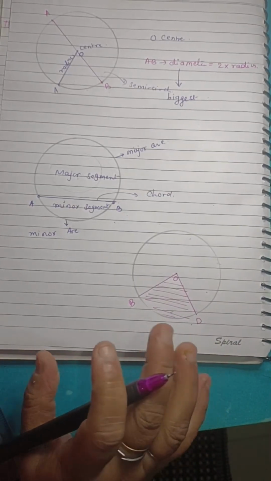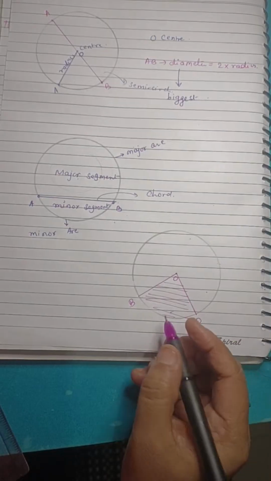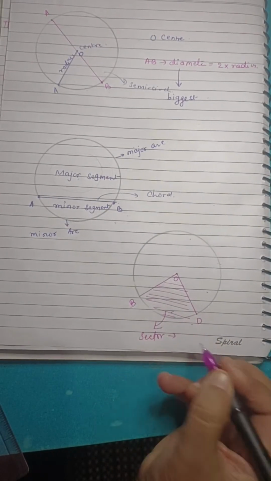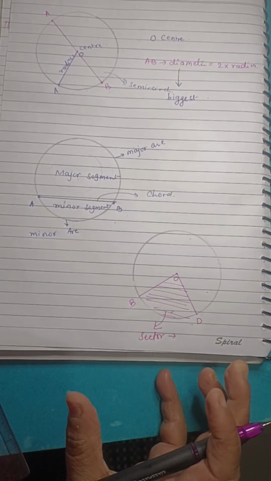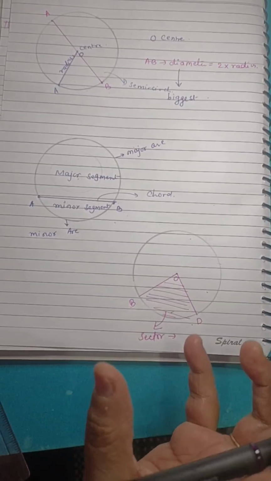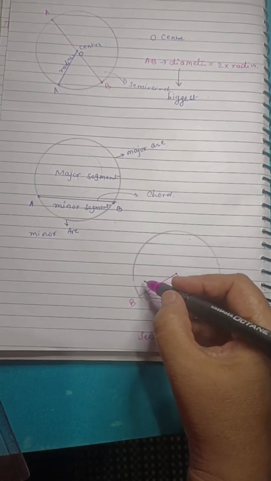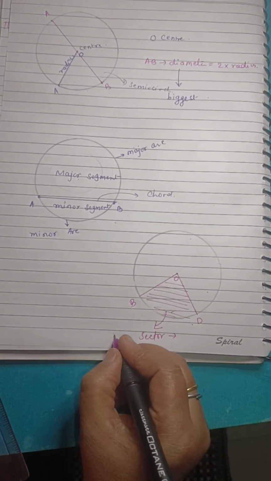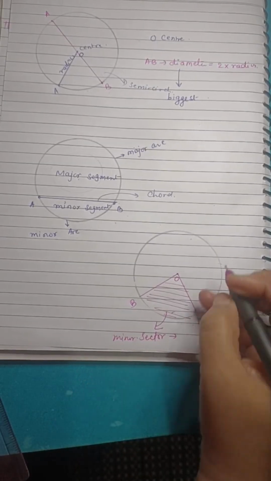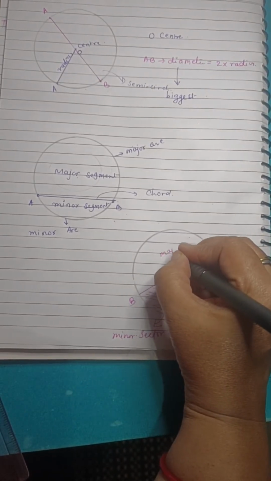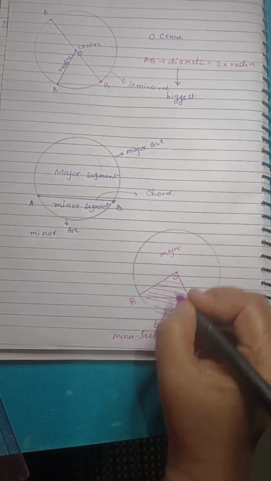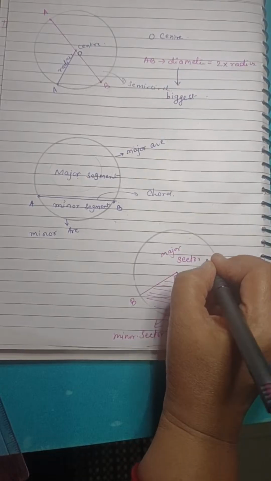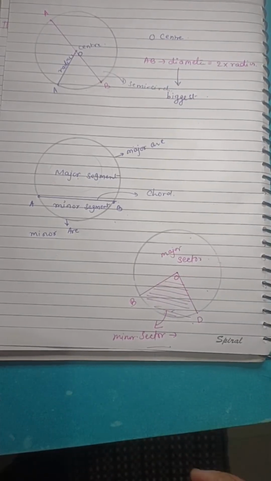It is just looking like a cake piece or pizza piece, so it is known as a sector. Sector क्या हो गया आपका? Portion or area of a circle between the two radii. Okay, and as this is the smaller part, it will be known as the minor sector, and this is known as the major sector. So this is called the sector.